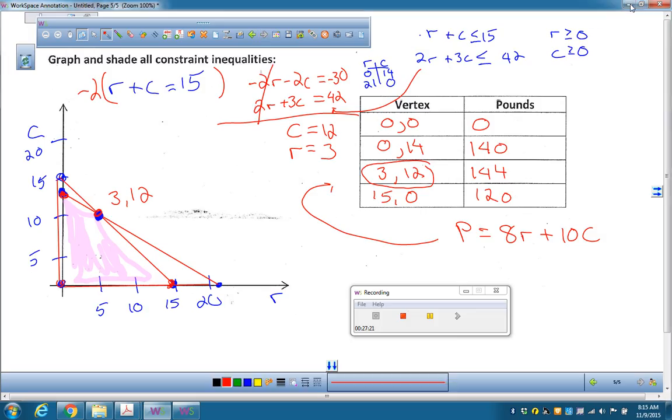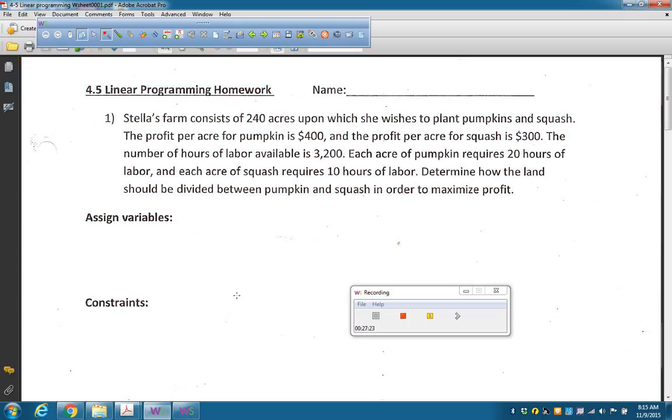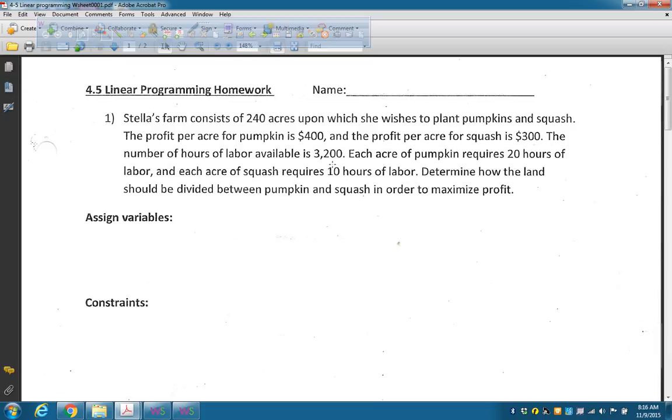So for homework, not that long, for 27 minutes, man. Where's Stella's farm go? Is that Stella's farm? There she is. Okay. So Stella's farm consists of 240 acres where she wants to plant pumpkins and squash. Let the profit per acre for pumpkin be 400. The profit per acre for squash be 300. The number of hours for labor is 3,200. Each acre of pumpkin requires 20 hours of labor. Each acre of squash requires 10 hours of labor. Determine how the land should be divided in order to maximize the profit.